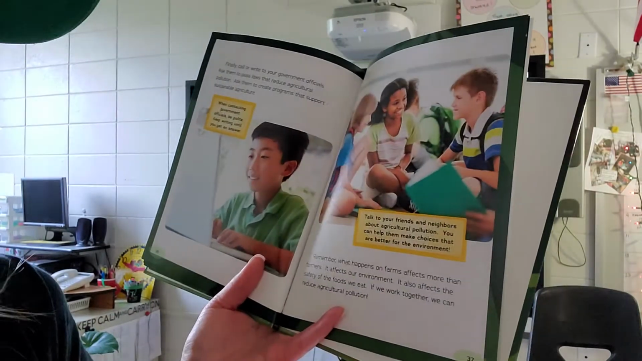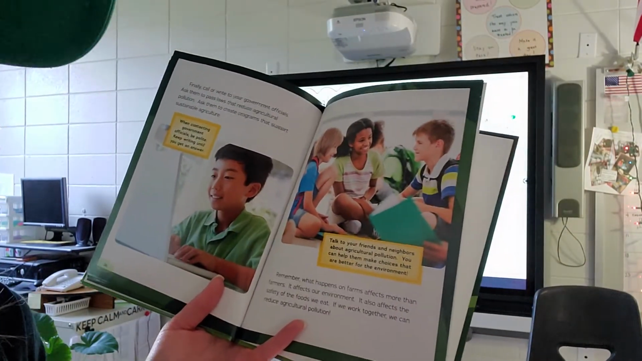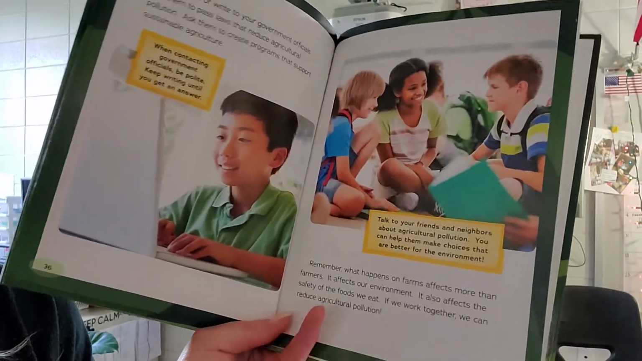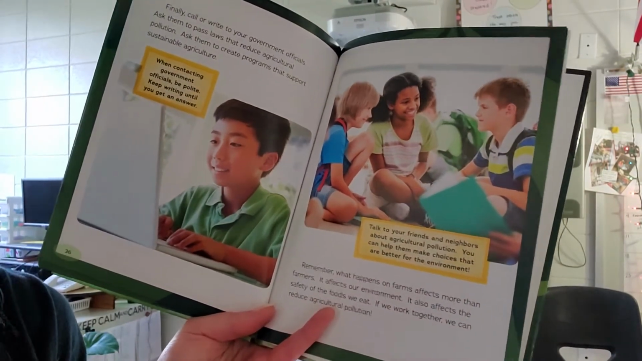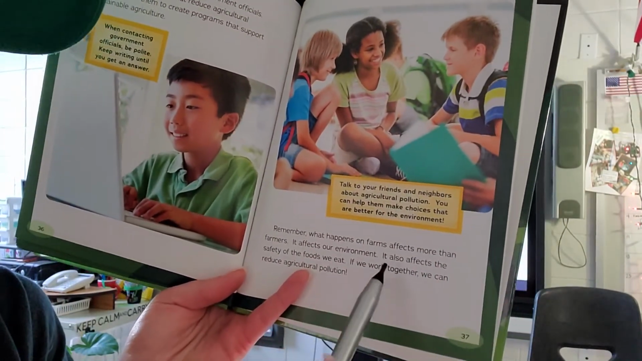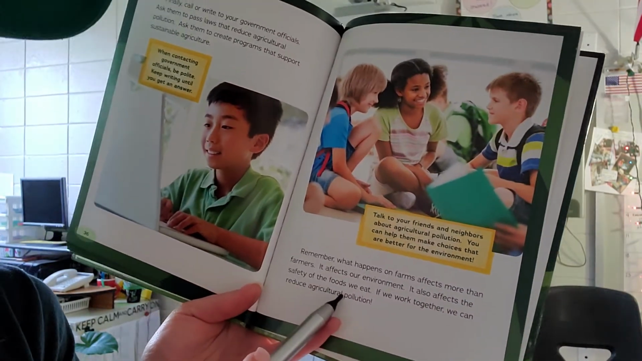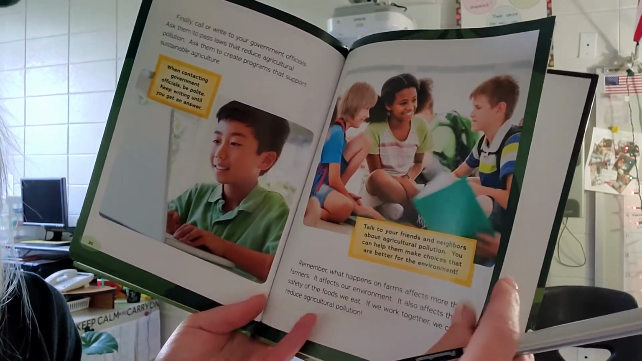Good. You can help make good choices that better the environment when you talk about these things. Remember, what happens on farms affects more than farmers. It affects our environment. It also affects the safety of the foods we eat. If we work together, we can reduce agricultural pollution.